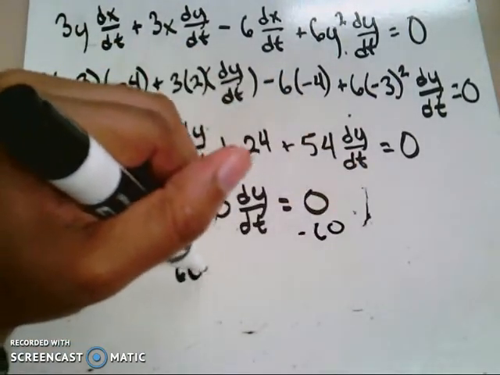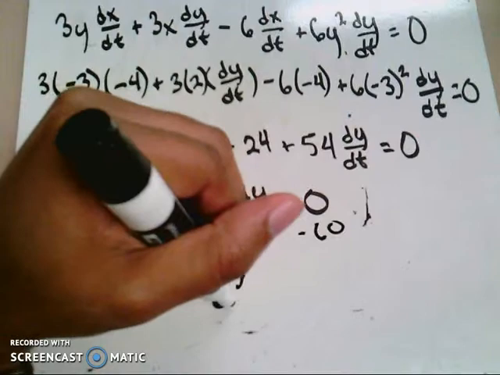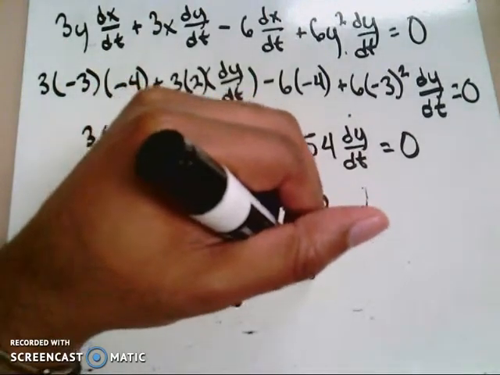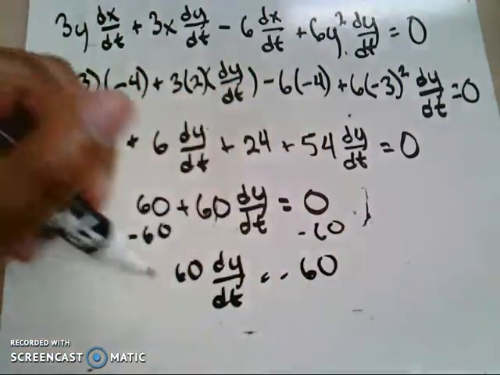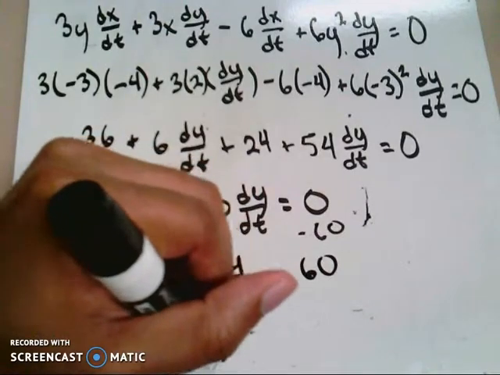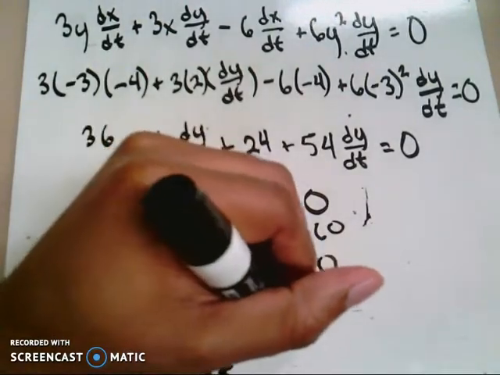So we'll have 60 dy/dt equals negative 60, and then divide both sides by 60. We'll have dy/dt equals negative 1.